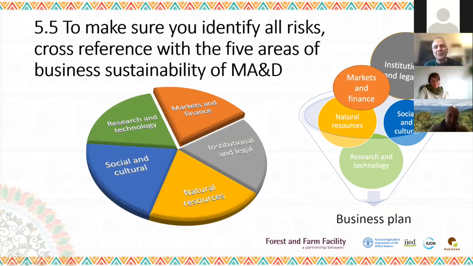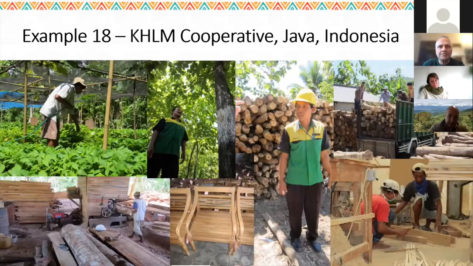So have you looked at social and cultural issues, and then research and technology issues? It doesn't really matter what categories you choose, as long as you look very broadly when you're assessing risk. And it's useful to have a framework for that. So for example, here is a cooperative business in Java, and it's growing teak.